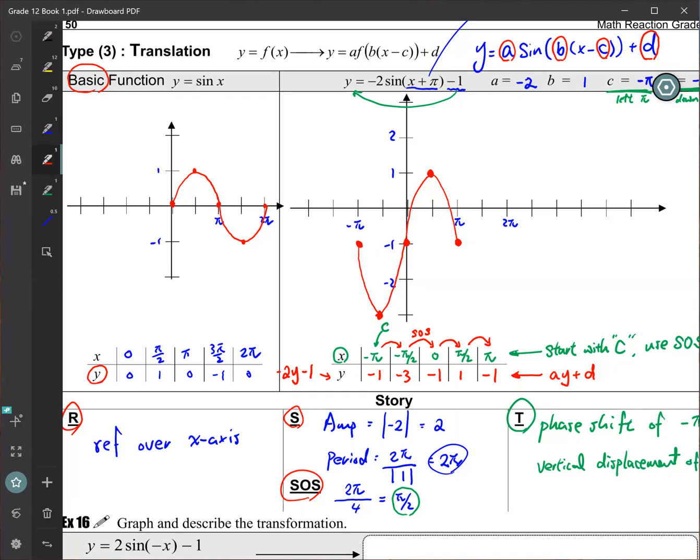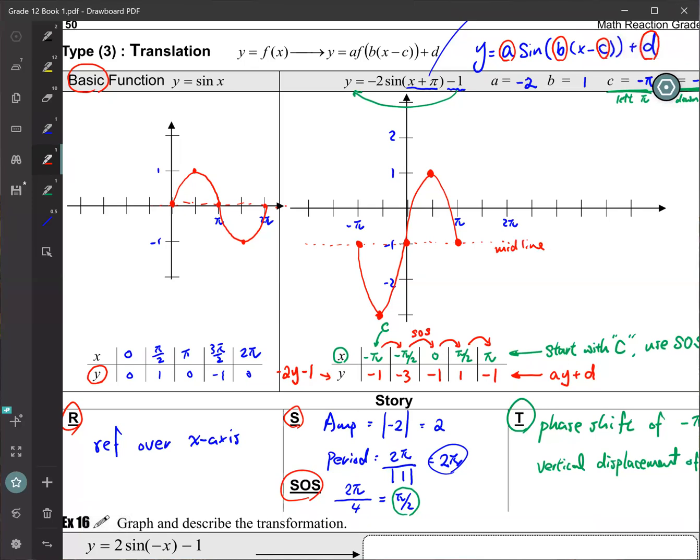And then the whole thing got shifted down as well, right? You can see the middle line. You can draw a middle line with a dotted line there. It used to be right on the x-axis. The middle line is called a midline.